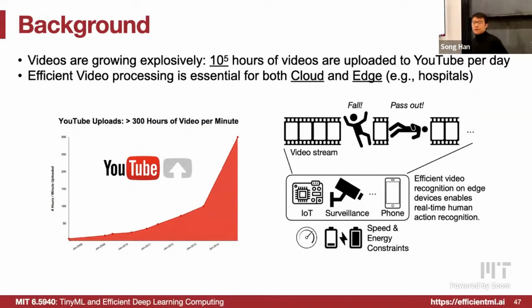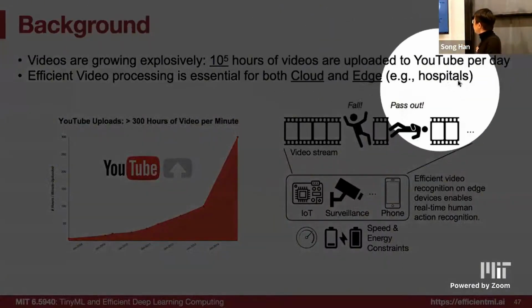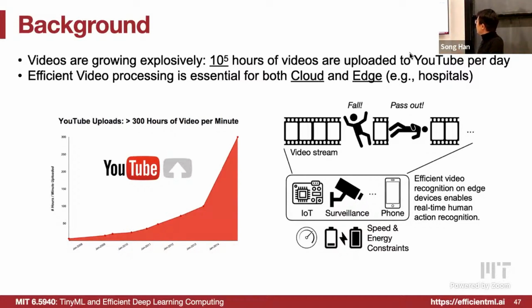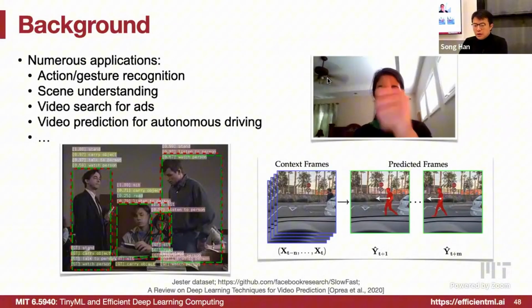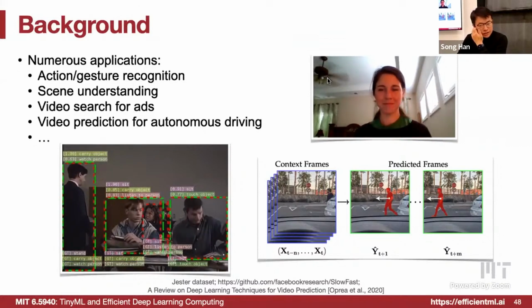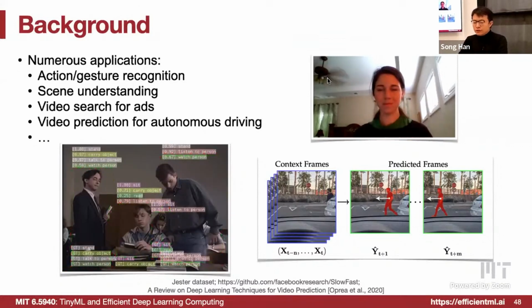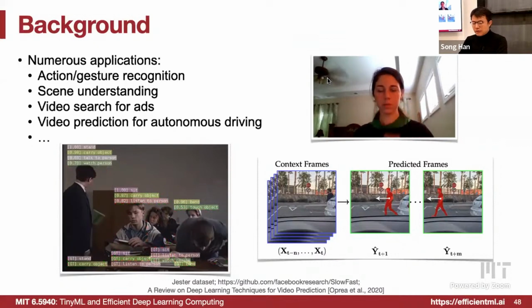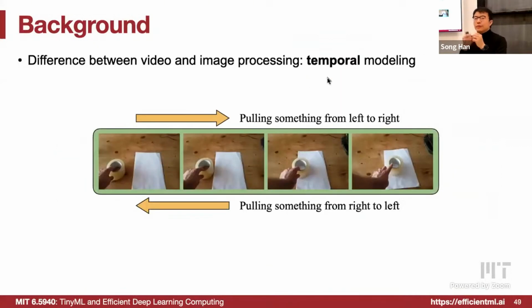So video is the biggest big data. It's growing super fast, like 10 to the 5 hours of videos are uploaded to YouTube per day. It's probably outdated data. It's very essential for both the cloud and the edge applications. There are lots of applications related to video, for example, action and gesture recognition, scene understanding, video search for ads, and also for autonomous driving. The interesting new thing about video understanding compared with images is that we need to perform temporal modeling, right? Temporal modeling is very crucial.